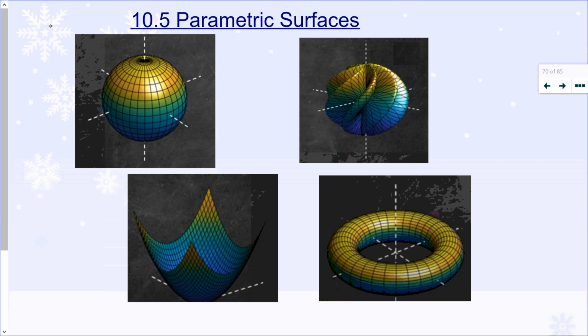We are already accustomed to using parameters to describe lines in space. We can parameterize them in terms of t. And we also have parameterized surfaces when we've used r and theta, and also when we've used rho, theta, and phi to describe surfaces.